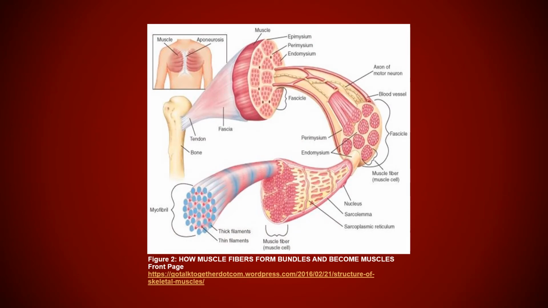Hundreds or thousands of muscle fibers are bound together into a fascicle. Many of these fascicle bundles together form a skeletal muscle.